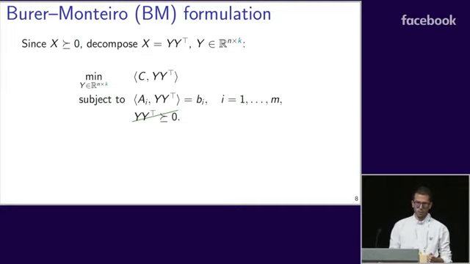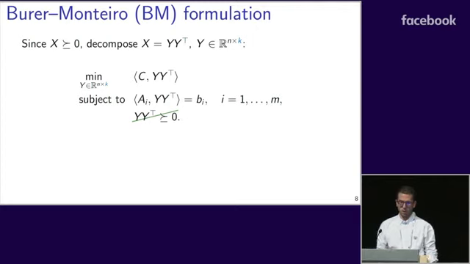Since the matrix X is positive semi-definite, you can decompose X as equal to YY transpose, and replace X by YY transpose in the original semi-definite program, and you obtain a new problem. So the new problem is minimizing a quadratic function C dot YY transpose subject to quadratic constraints.